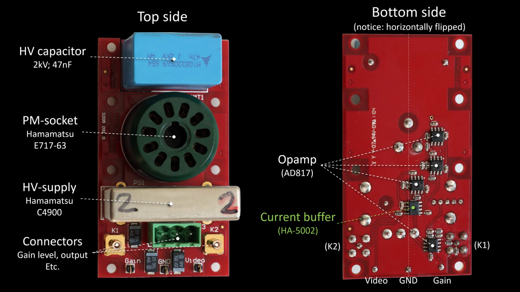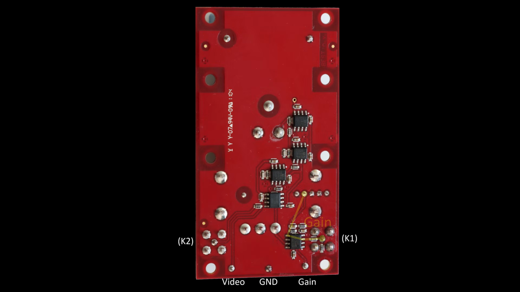Now, I don't want to go into every detail of this board, but just to outline how things are arranged, there is a gain control path that runs from K1 to the high voltage power supply involving an AD817 op amp, and this regulates the high voltage to the photomultiplier. And the high voltage is stabilized by the capacitor.